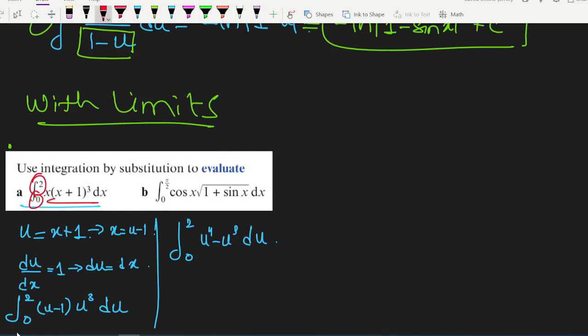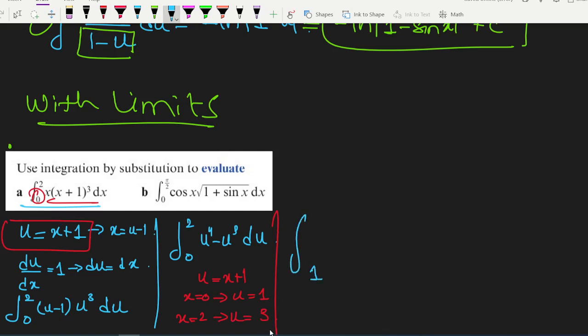So we know that u equals x plus 1, right? So when x is 0, the lower limit, u is 1, and when x is 2, u is 2 plus 1, so u equals 3. So finally we get the integral from 1 to 3 of u to the 4 minus u cubed du.